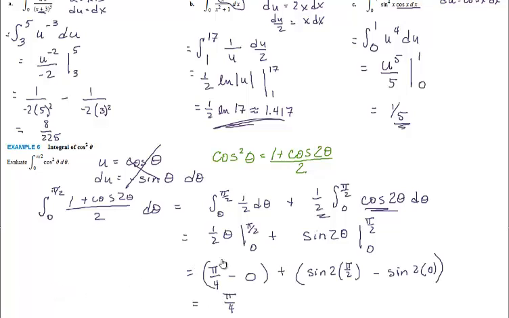Alright, just plugging those in. This would be the sine at pi, which is 0, the sine at 0, which is 0, and all these guys go away, just leaving me with this 1/4.